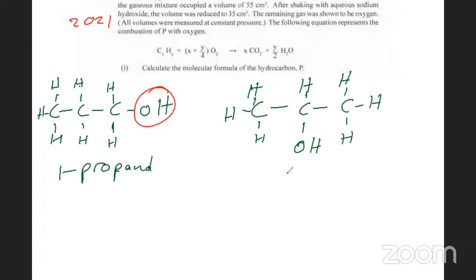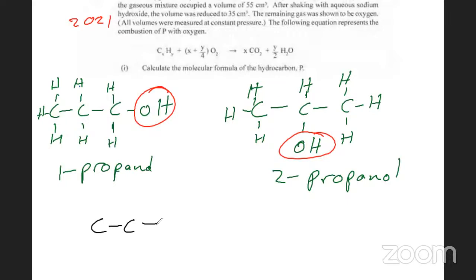Right, and this is 2-propanol. So that's all you're doing. You're not changing the arrangement of the carbon atoms. You're just moving the functional group that is on it. It doesn't have to be a functional group. It could be a substituent group.